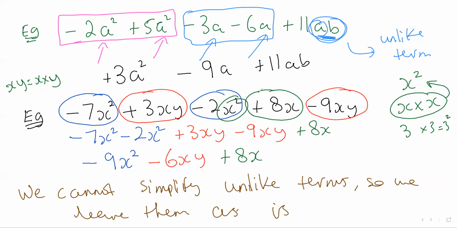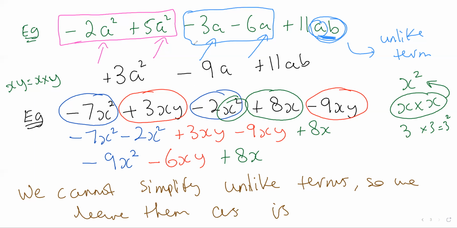do bigger questions, harder questions. We can simplify a question with 10 terms because we have a few skills here. What are the skills we know so far? Number 1, we can identify like terms by looking at the variables. Number 2, we can rearrange like terms to suit, because we need to move them around sometimes.